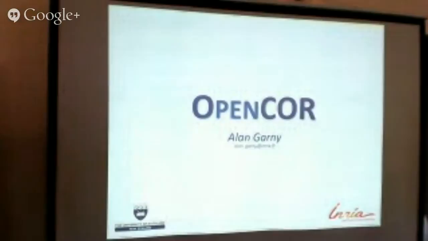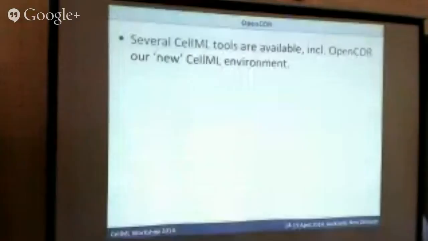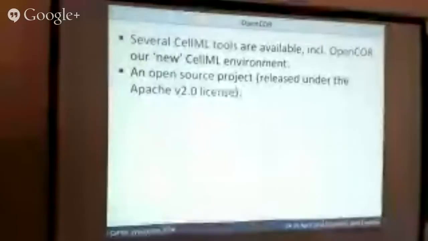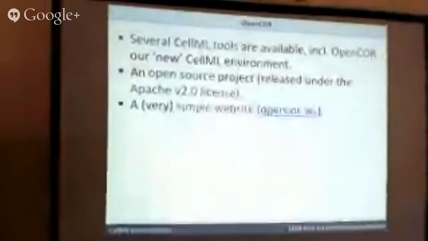This is kind of a light version of Core Open Set. So, to some extent, think of Open Core as being kind of a merge between Open Set and Core. So, what is that? Well, it is an open source project. It is currently released under the Apache version 2.0 license. It has a very simple website, which looks something like this.